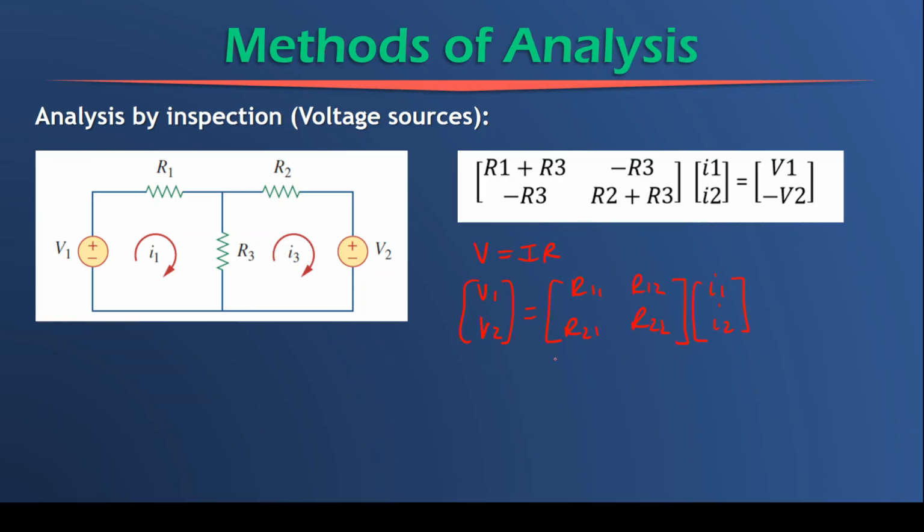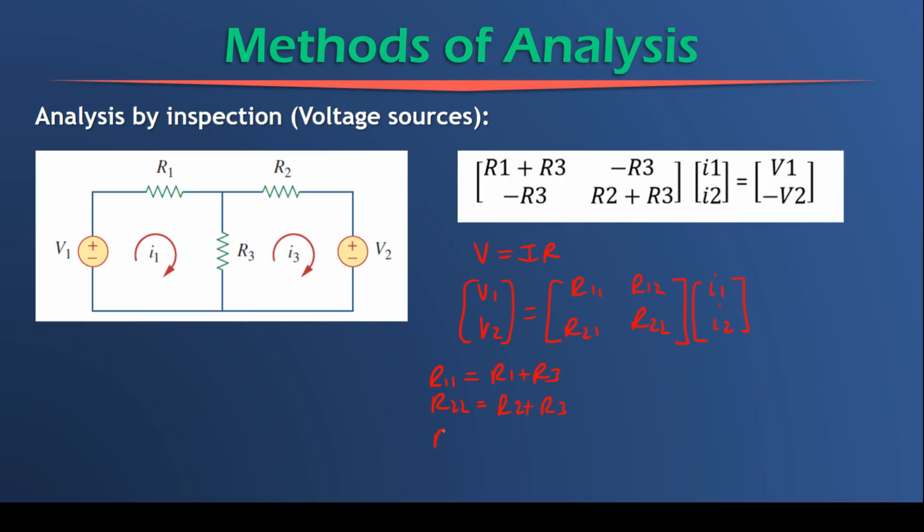Right, and now how will we find these values? So R11 is the sum of all resistances that are connected in loop 1. So that will be R1 plus R3. R22, again, is the sum of all resistances that are connected in loop 2, that will be R2 plus R3. And remember, the diagonal entries are positive. So that entry and that entry are positive.